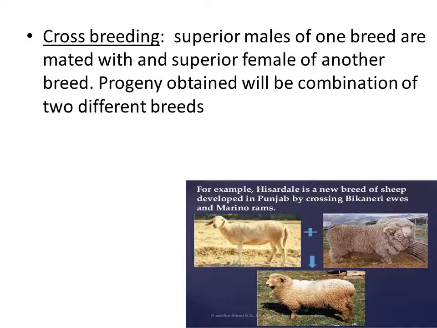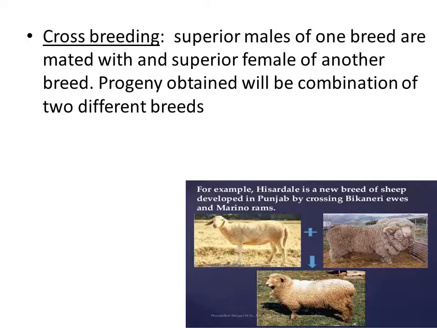The progeny obtained will be a combination of two different breeds, because each breed consists of a group of animals. All the animals belonging to one breed share similar characteristic features. They appear to be the same, and their size and configuration will be of the same type. But if you compare one breed with another breed, we can see some differences. They may be different in their appearance and characteristic features.